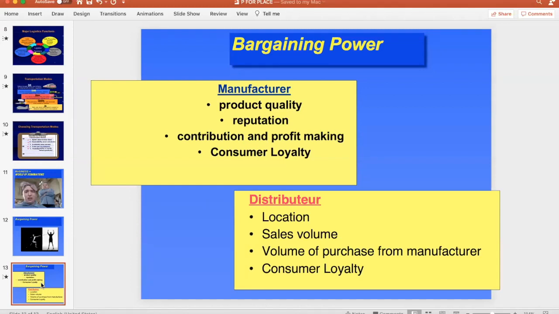The quality is what differentiates the manufacturer, because they have control of the quality that they sell, and they know what's real and fake quality. The distributors don't have this control because they're just selling what's available. The manufacturer has a reputation, and they're contributing to the profit of the distributor. They have certain customers that follow them and are very loyal.